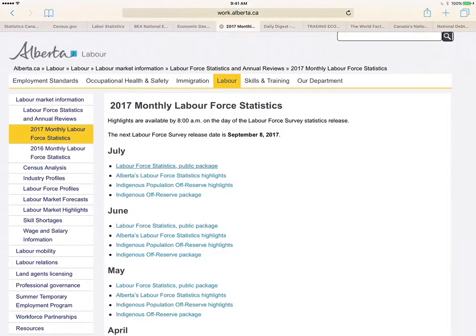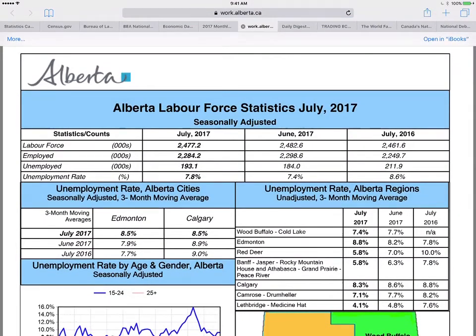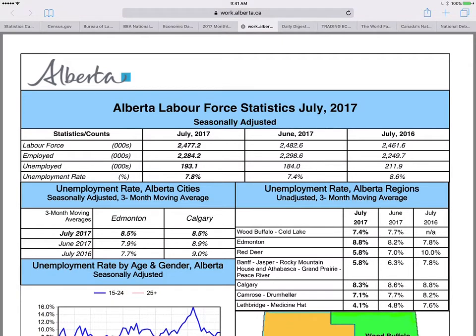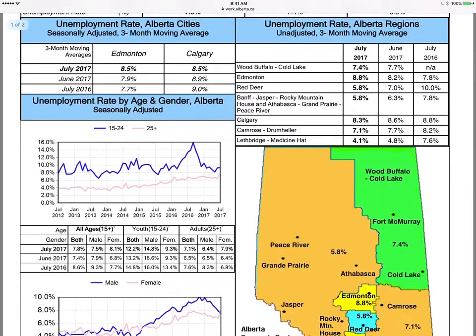For Alberta's labor information, we can go to the monthly labor force statistics. And if you click on where it says Labor Force Statistics Public Package, then that will give you the labor data for Alberta. So we can figure out the size of the labor force, the number of people who are employed, and get the unemployment rate. As you scroll down, you can also see it by city. So we can see Red Deer and other cities within Alberta. You can also see a comparison by gender and age as well.